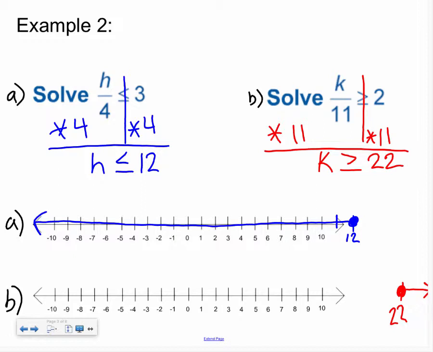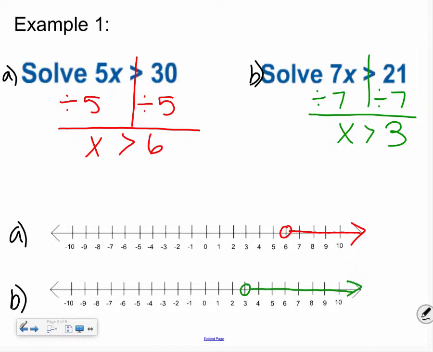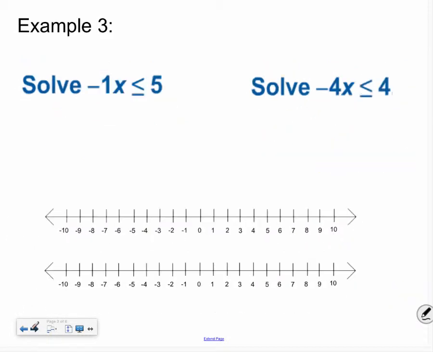All right. Now let's look at our next example. Notice, before I move on, that in both example 1 and example 2, I have a positive 4 here and a positive 11 here. And if I go back to the last slide, I have a positive 5 in letter A and a positive 7 in letter B. So let's talk about what happens if those numbers are negative.